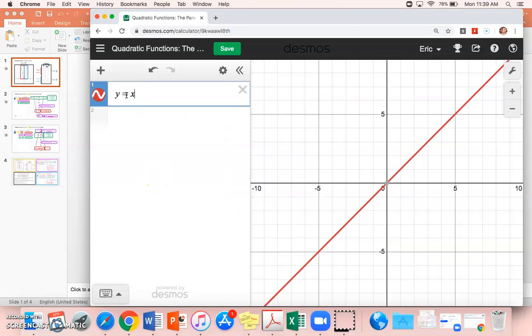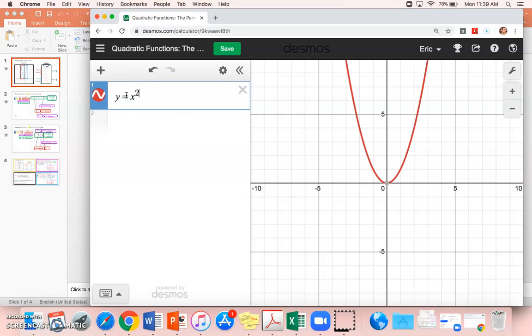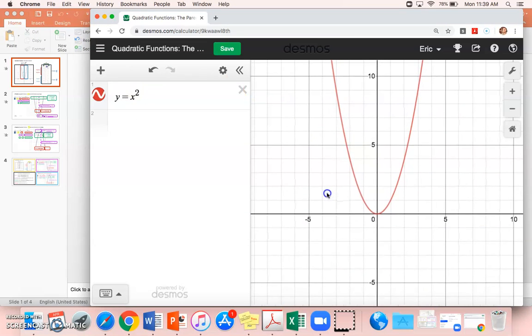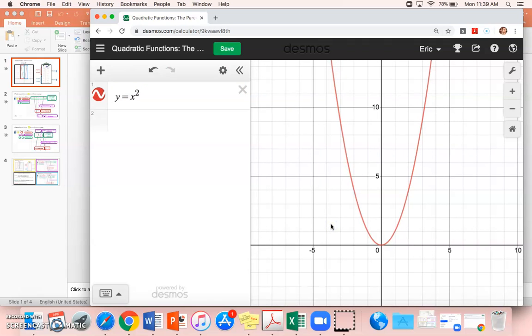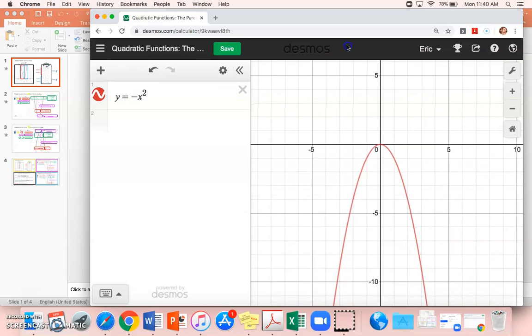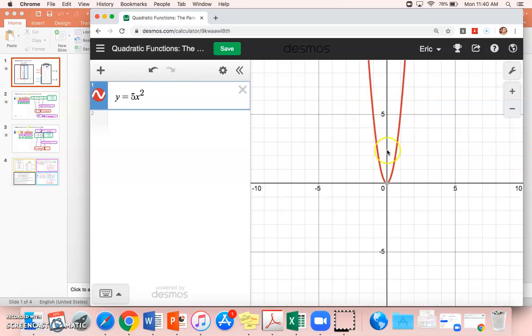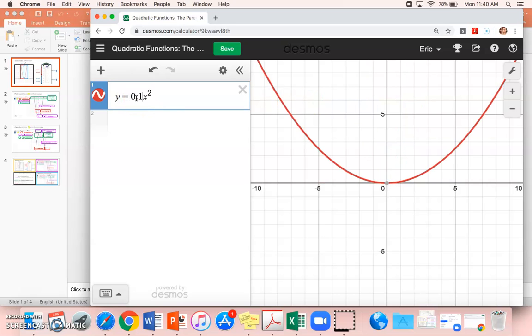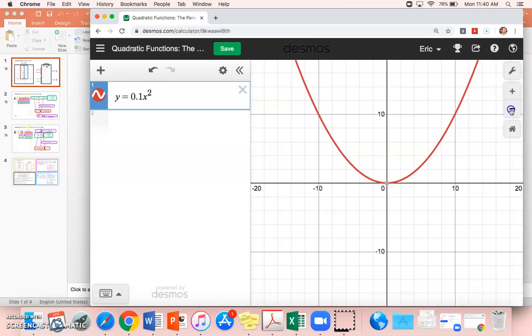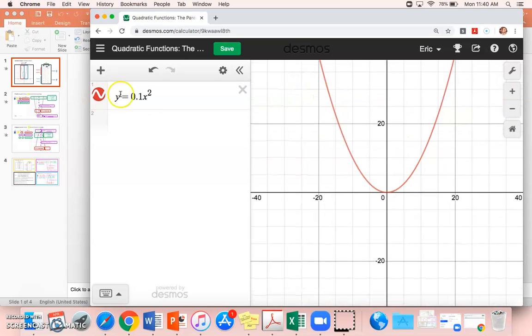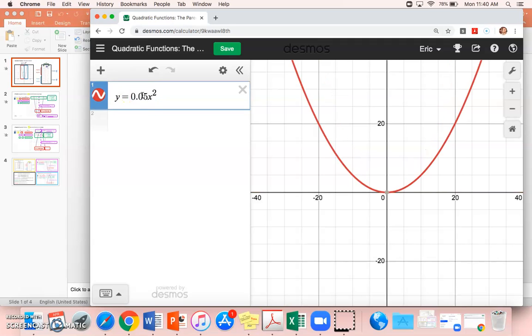The reason we call this a parent function, think about your parents, like you came from your parents, right? This is the most basic original version of a quadratic function. It's just y equals x squared, and it just curves. I can make that flip by adding a negative, so now the line goes down. I can take away the negative, I can do a 5, and notice when I do that, it gets skinnier, so it starts to move up faster, right? I can put a small number in front of it, like 0.1, and it's going to get wider. So I can do 0.05, and it gets even wider.